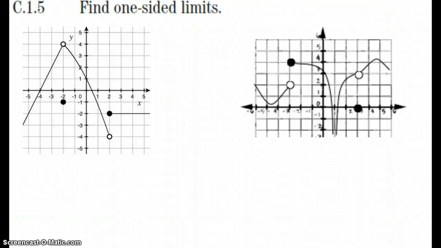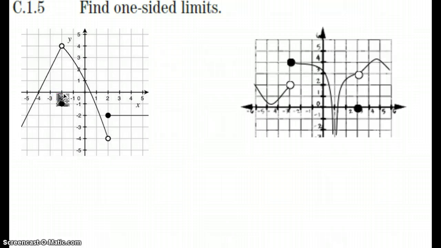Okay, this standard talks about one-sided limits, C.1.5. So we talked about the notion that a limit has two sides to it when you approach the point in question or the value in question from the left and from the right. And by the left and right, what I mean is, let's take for instance the value x equals negative 2.